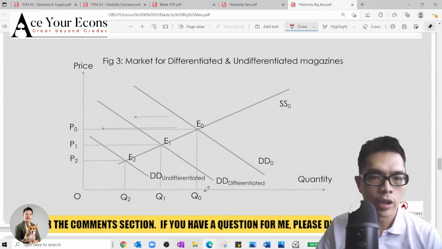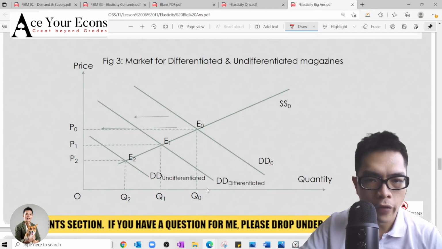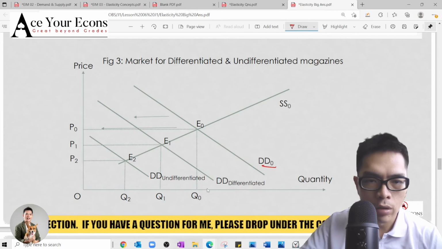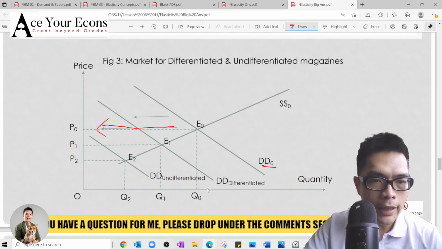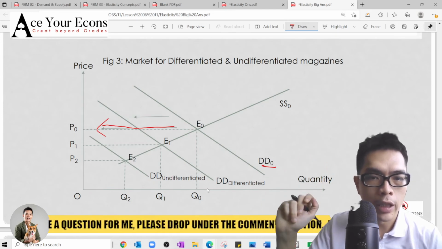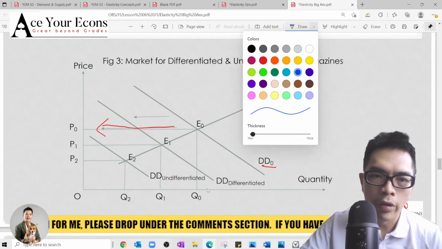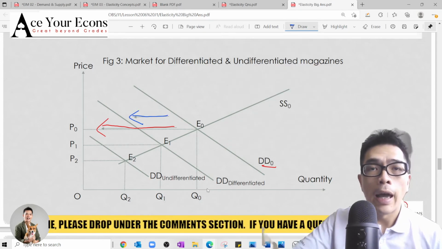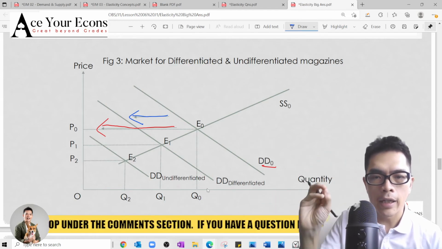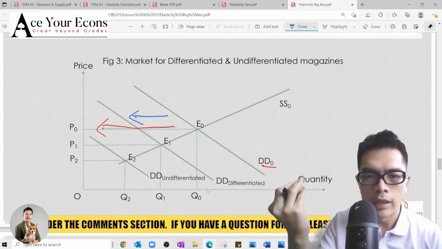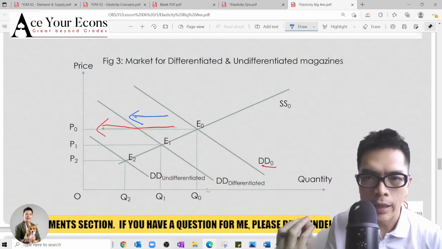So the illustration is here. If your good is undifferentiated, a price war will lead to a fall in demand from DD0 all the way to DD undifferentiated, and you realize that your fall in revenue will be exceptionally huge. If you are able to differentiate, then your demand curve will fall to a lesser extent, and the effects on your revenue will also be smaller. So the whole idea is differentiation will result in an insulation effect for the existing producer, and they will be less affected in their total revenue.